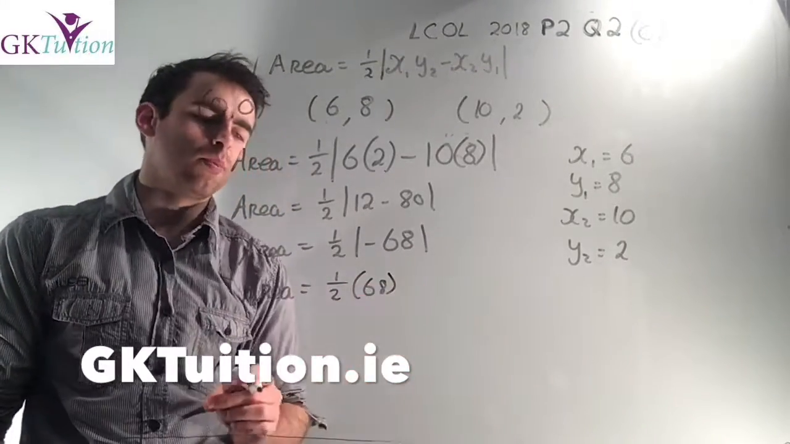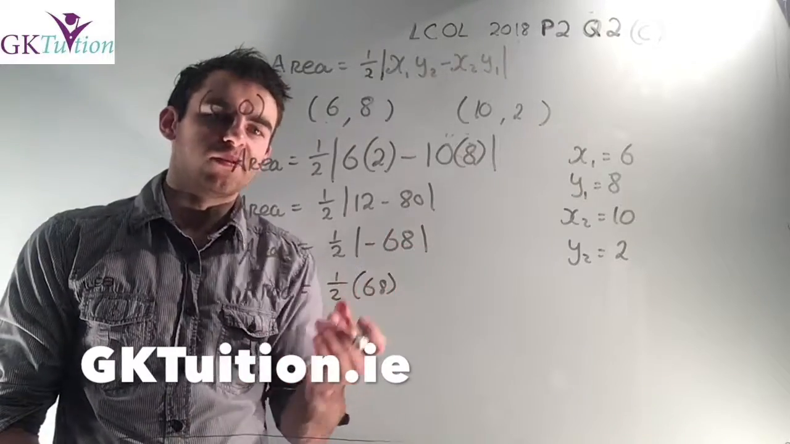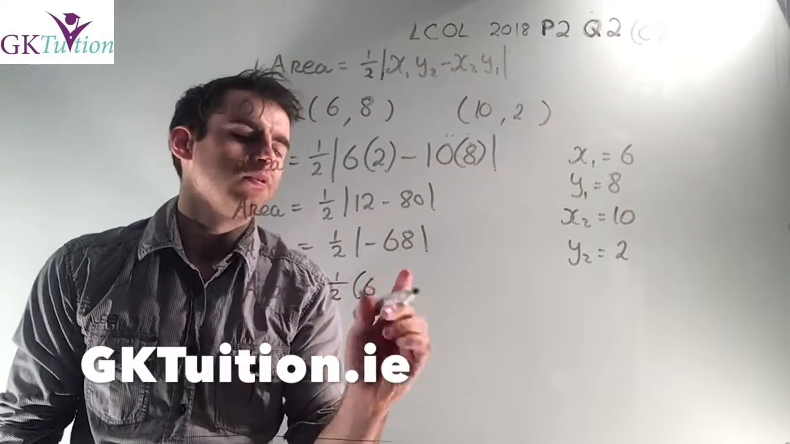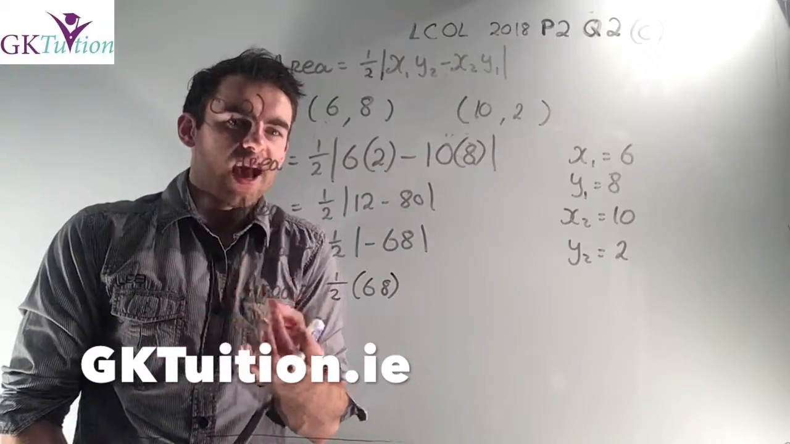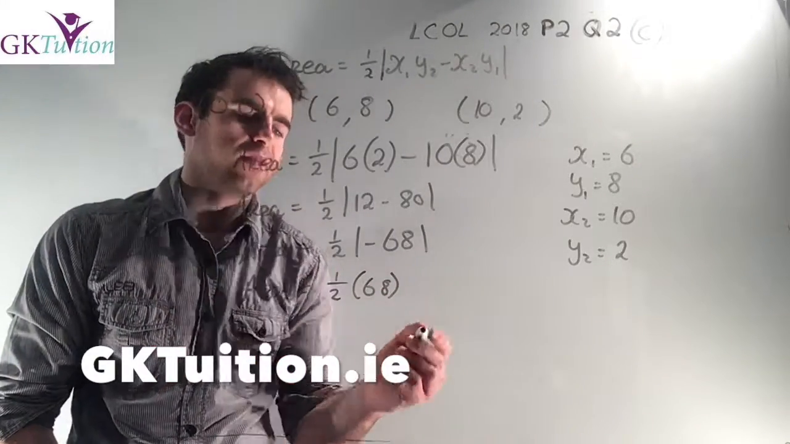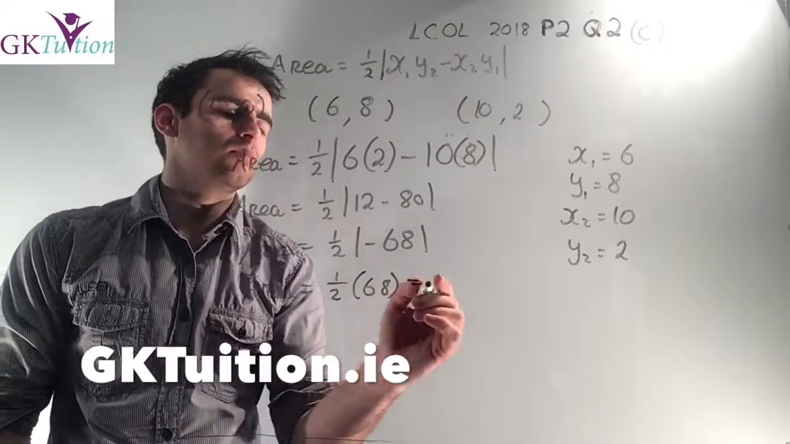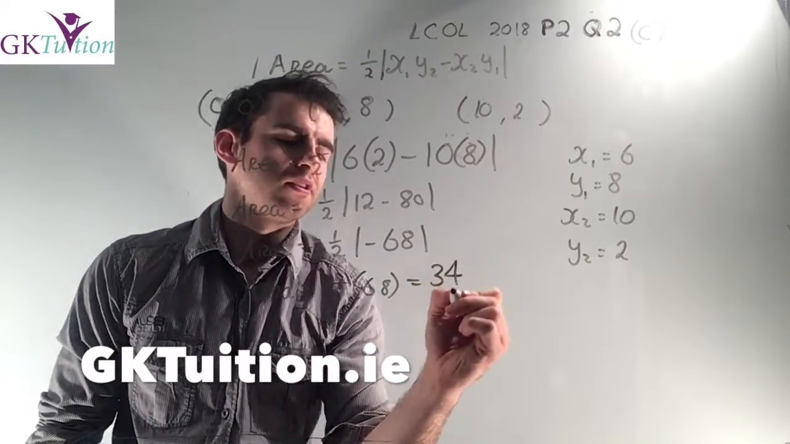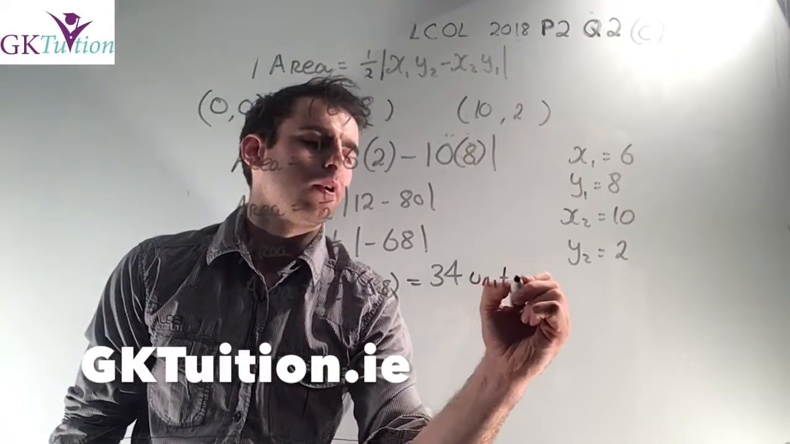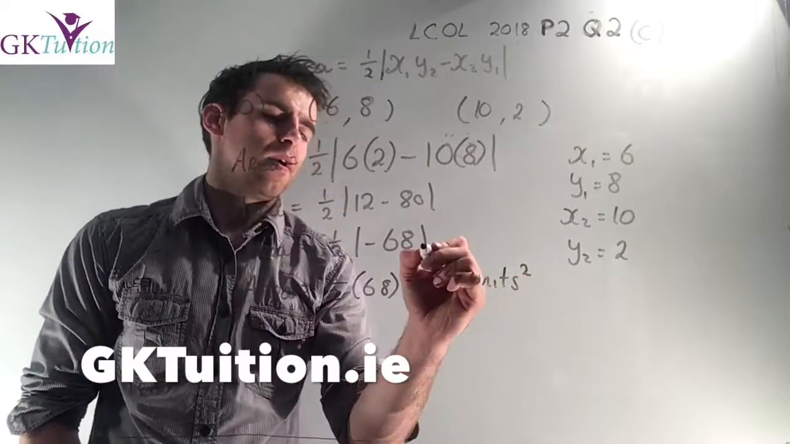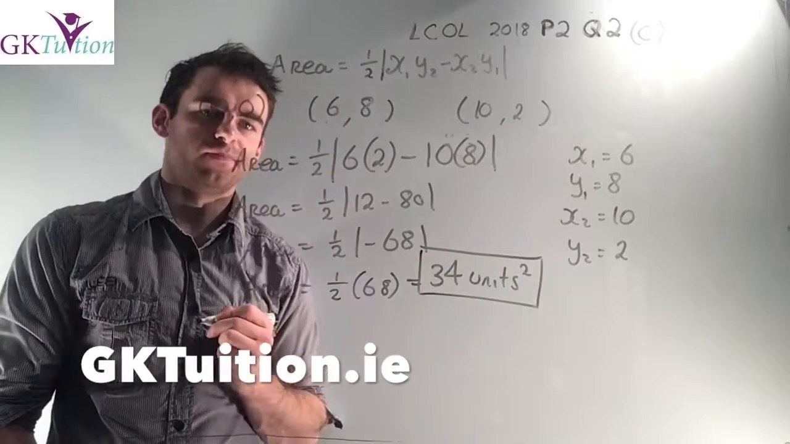So I'm just putting normal brackets around it, but instead of considering that to be a minus 68, I'm just viewing it as if it's a plus 68, because the area of the triangle can't be negative. So now just a half multiplied by 68 gives me 34. So the area of the triangle PQR is 34 units squared. And that's your final answer for part C.